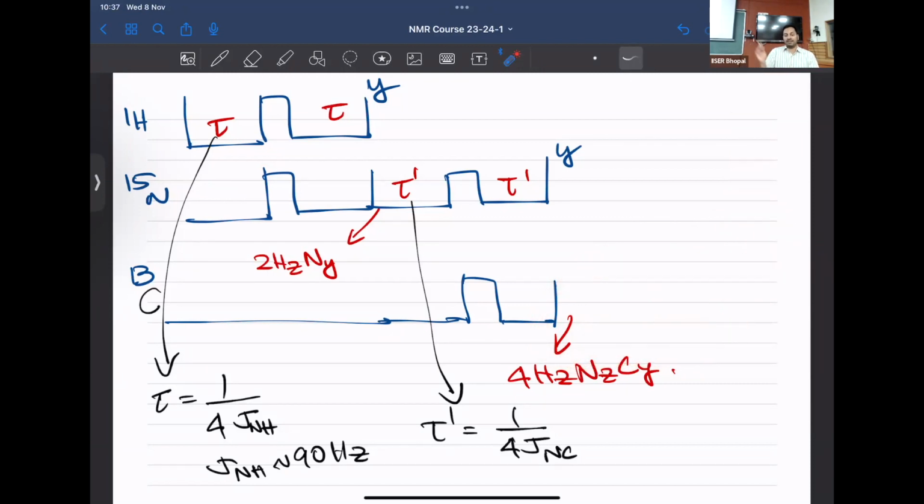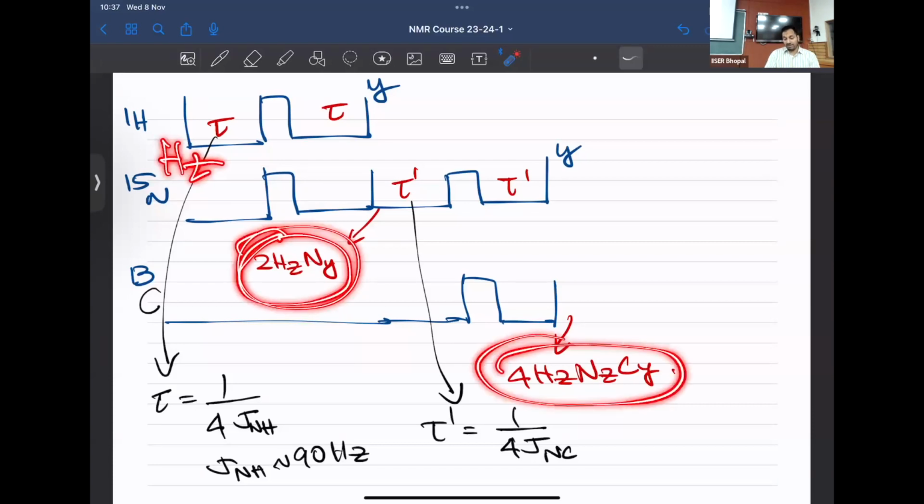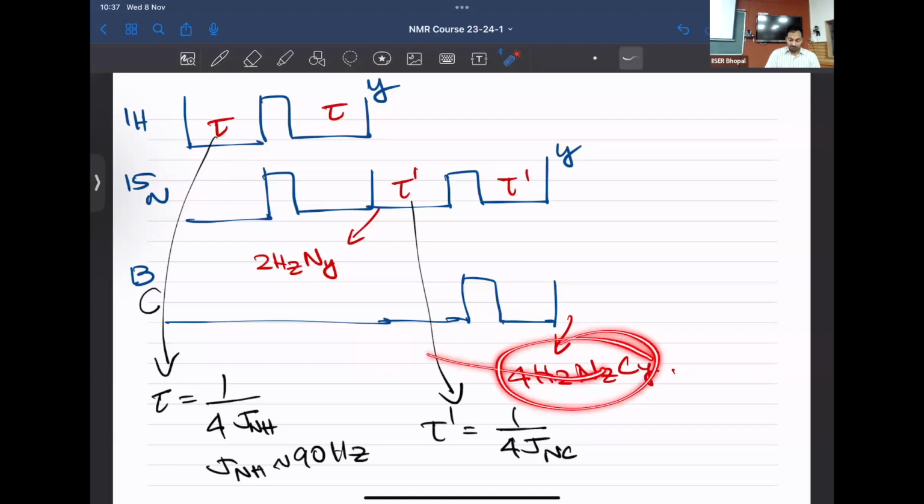You have two reverse INEPTs because you have one INEPT, reverse INEPT for the proton to nitrogen, going from nitrogen to proton, and another reverse INEPT for nitrogen to carbon, which has to be converted back from carbon to nitrogen. Similarly, as you started from HZ, went to HZ NY and 4 HZ NC CY, you'll go back from here to here and here to here in the reverse INEPT to make your signal detectable. So basically, the idea would be to put INEPTs next to each other and go to the signal of interest, and therefore you'll be able to understand.